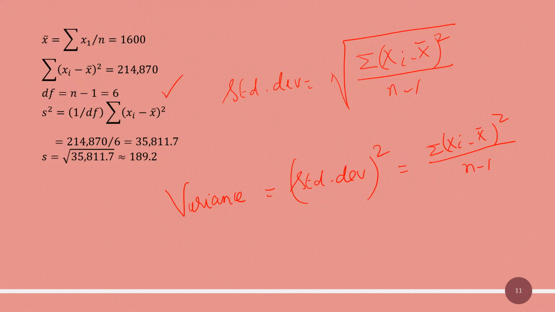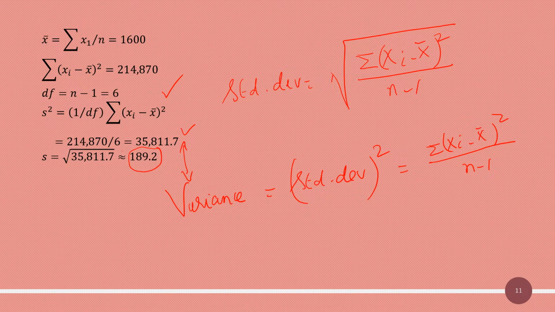So in our case, the total was 214,870. N was 7, so divide by 6. This gives you 35,811.7, and that is your variance. The standard deviation will be the square root of that, which is 189.2.